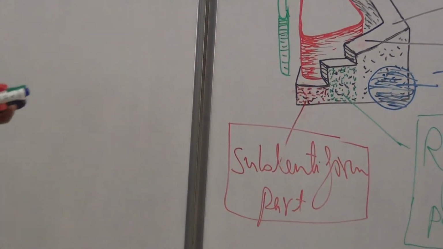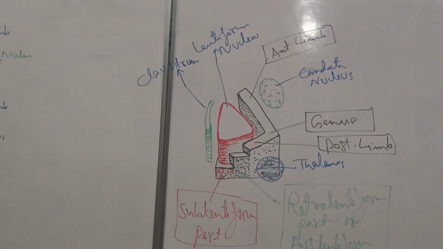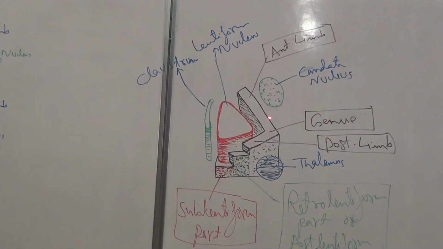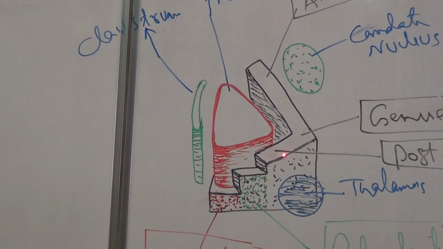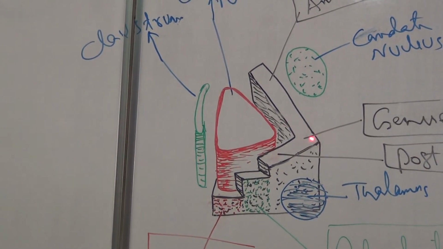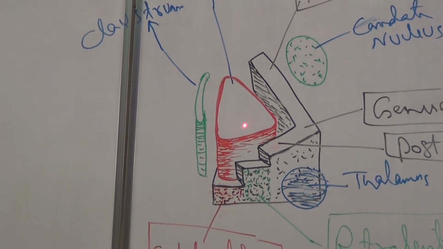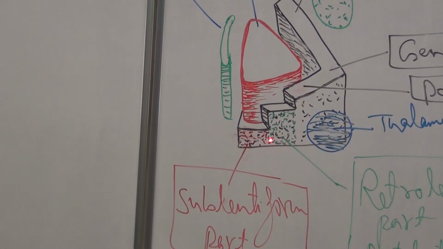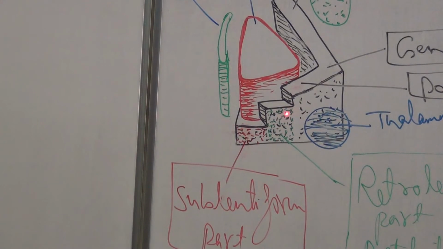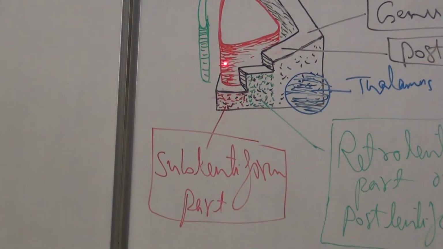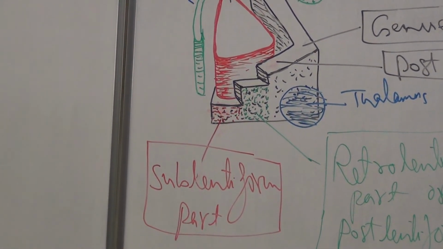So a three-dimensional view of the internal capsule along with some major nuclei of the basal ganglion will help you to understand the anterior limb of the internal capsule. This is posterior limb of the internal capsule between lentiform nucleus and thalamus. Between the anterior and posterior limb, this is genu. And this part you can see is just behind the lentiform nucleus, so it is known as the retrolentiform or post-lentiform part of the internal capsule. And this portion, which is located below the lentiform nucleus, is known as the sublentiform part of the internal capsule.